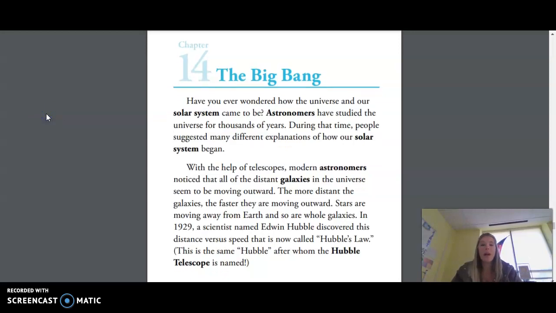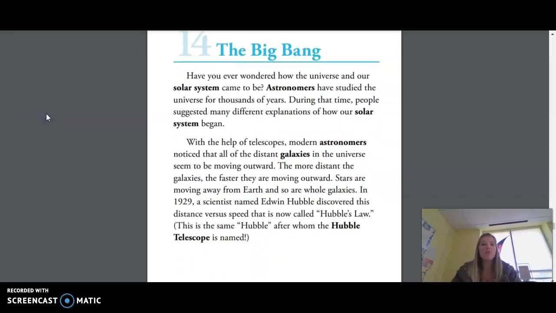Chapter 14, The Big Bang. Have you ever wondered how the universe and our solar system came to be? Astronomers have studied the universe for thousands of years. During that time, people suggested many different explanations of how our solar system began. With the help of telescopes, modern astronomers noticed that all of the distant galaxies in the universe seem to be moving outward. The more distant the galaxies, the faster they are moving outward. Stars are moving away from Earth, and so are whole galaxies.